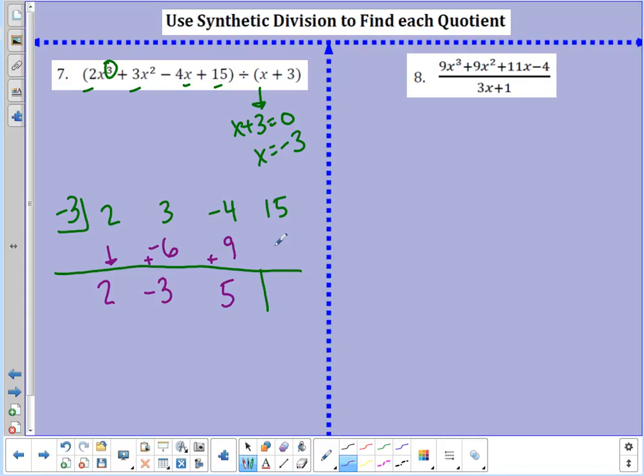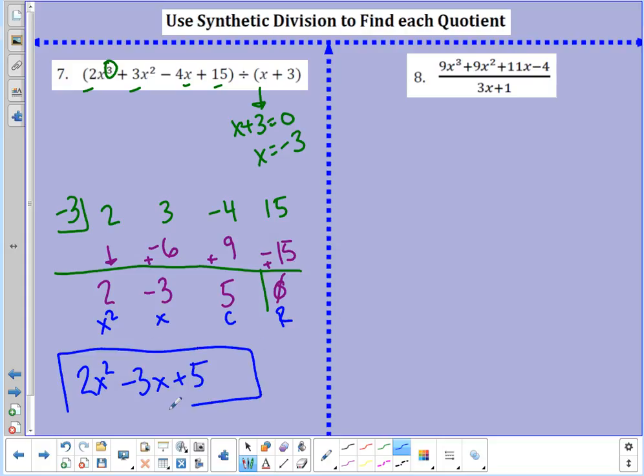Negative 3 times 5 is negative 15. 15 and negative 15 is 0. Here's your answer. That's remainder, constant, x squared. So I have 2x squared minus 3x plus 5, no remainder. That's my result.